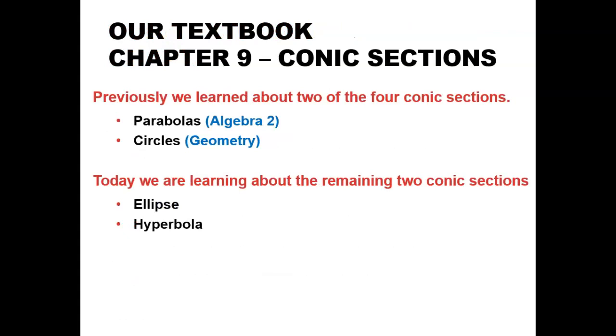Previously, you have learned about two of the four conic sections. In Algebra 2, last year we studied parabolas. We looked at parabolas which open left or right. Conic sections are quadratic in nature, but they aren't necessarily functions. Circles you learned about in geometry, and that would be a circle with the origin at the center, circles where the origin isn't at the center, all of the characteristics of circles. You spend a lot of time in geometry on circles. Today we're looking at ellipse and hyperbola, which will wrap up the four different conic sections that we have.